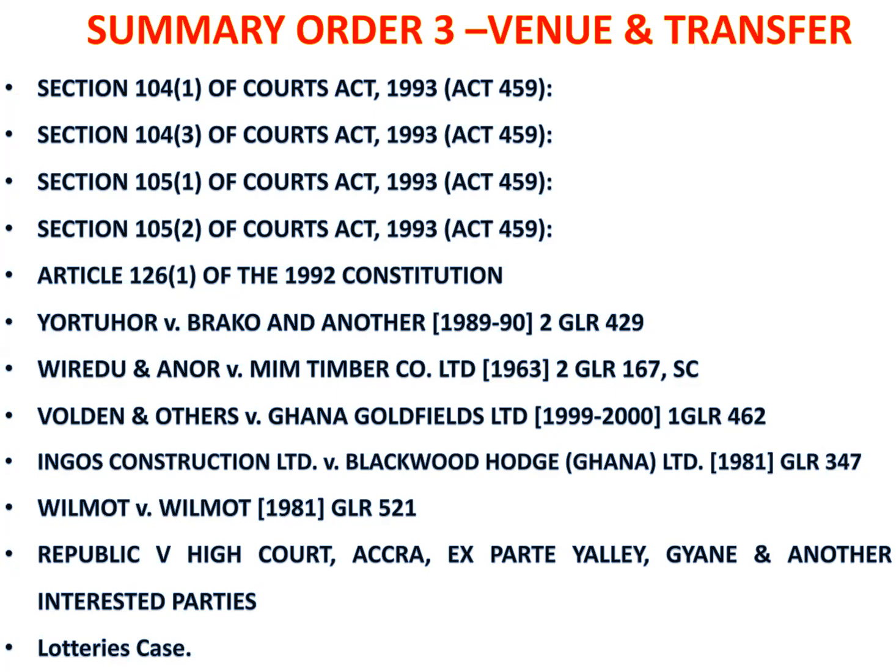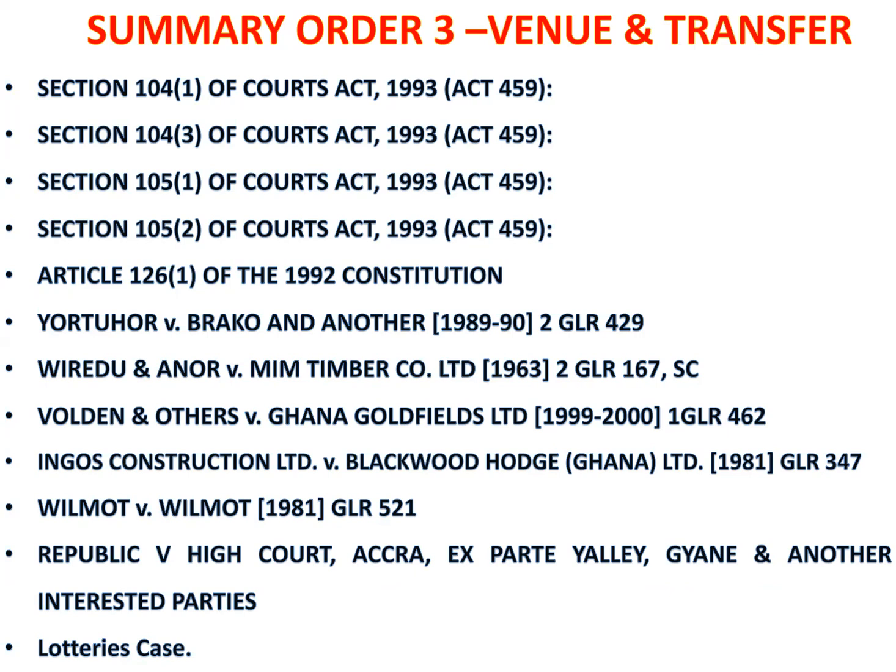What did we learn from the case of Yotu Hall versus Braco and another, and also Ruedu and another versus Mim Timber, Volding and others, and the Ghana Goldfields Limited? All these cases take the view that there is only one High Court in Ghana with jurisdiction throughout the whole country, and that it has been divided only for administrative convenience. What did we get from Yotu Hall versus Braco and another, and then Womot and Womot? We are told that even though the court has jurisdiction, once an objection is raised to the venue, the court has no power to go ahead. And if they dare go ahead, whatever they do will become null and void.